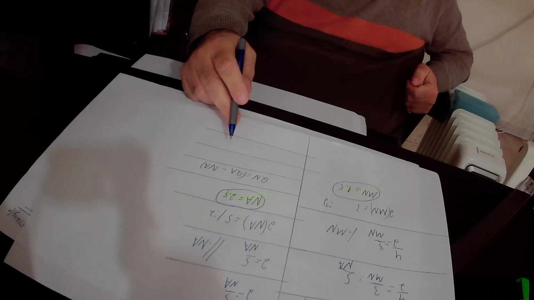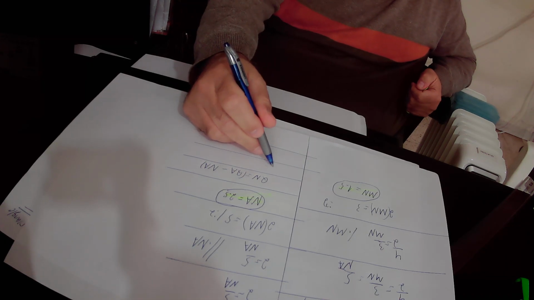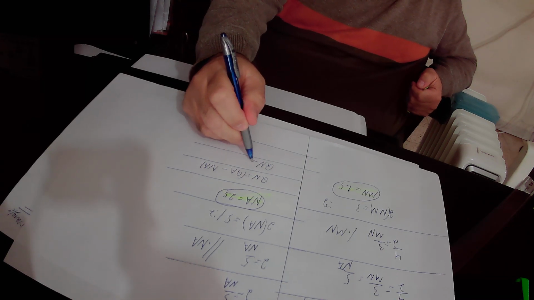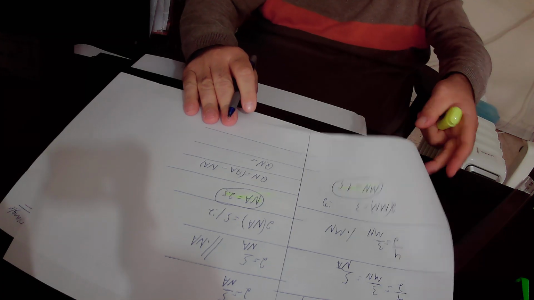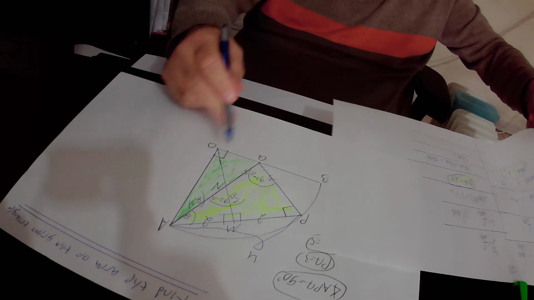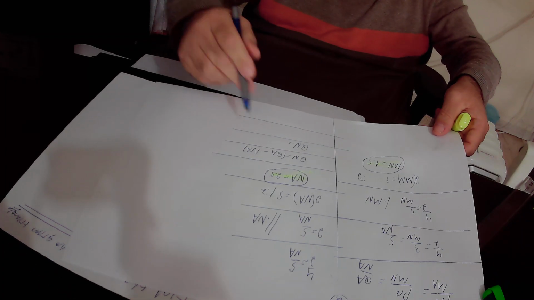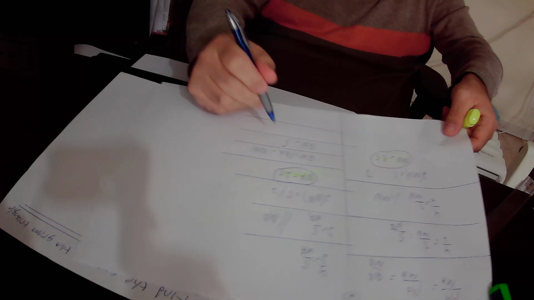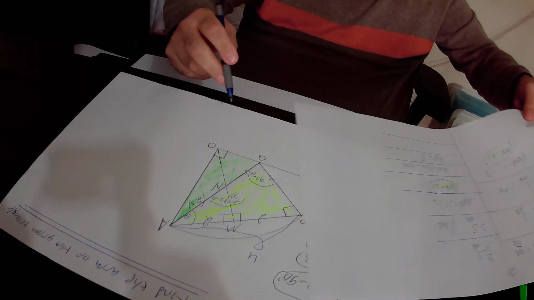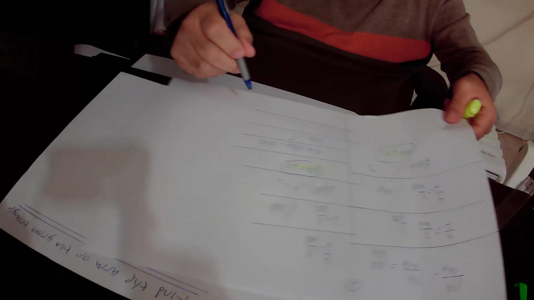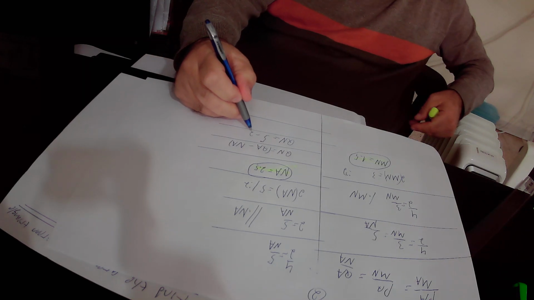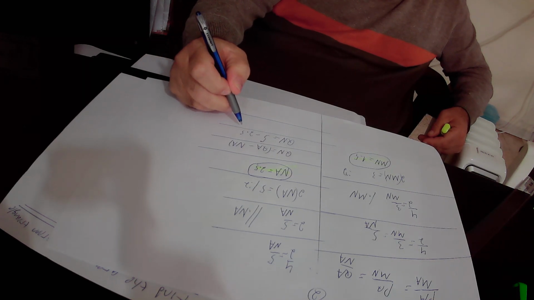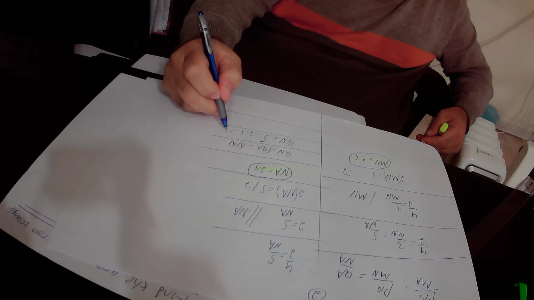QN equals QA minus NA. So QN equals, QA is 5 units according to what is given in the question, and we just write minus NA. We just write down what we found out, that NA equals 2.5 units. 5 minus 2.5 is 2.5.